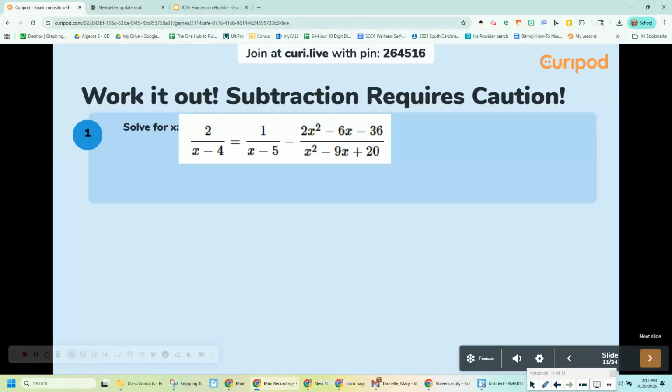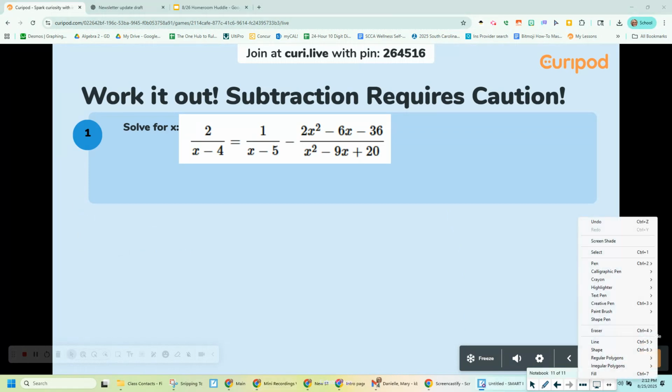So let's practice. Work it out. Subtraction requires caution here. All right, so pause the video and see if you can find the least common denominator. Don't forget that you need to factor to make sure you have simplified the denominators first.